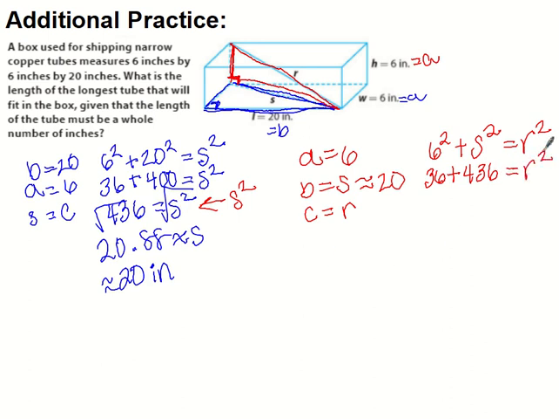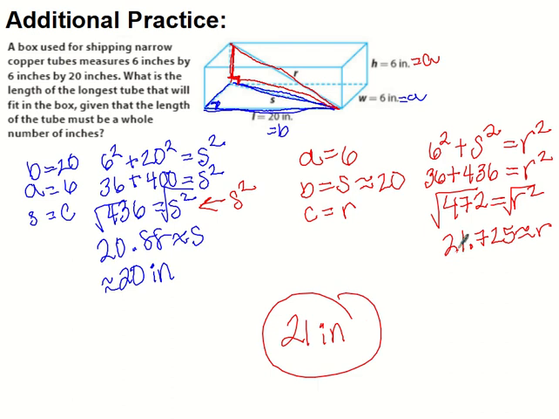So I'm going to take 436, add 36, and we're going to get 472 equals R squared. And we are going to square root, because that's the inverse. We initially get 21.725 is about R. So we would say what is the length of the longest tube that will fit in the box given the length of the whole number. We would say 21 inches, because that's what we would round this one to. Okay, again, I can't round up, because if I did that, it would be too large.